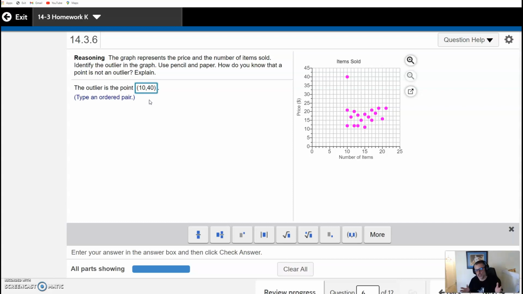And then, not for this question, but there are other questions where they actually have more than one outlier. So then you would put another comma on the outside there, and you would do, I'll just make something up. You would type in 2 coordinate pairs like this.